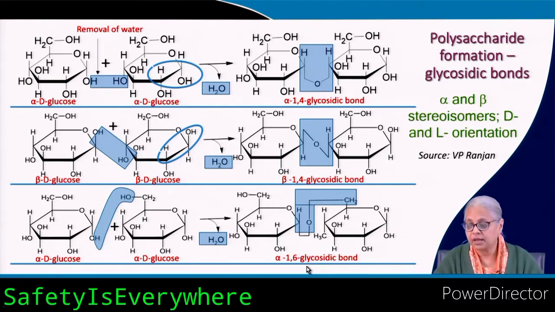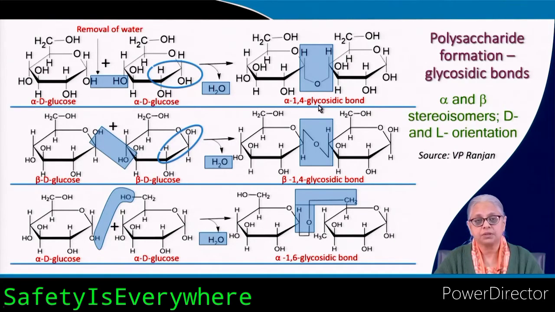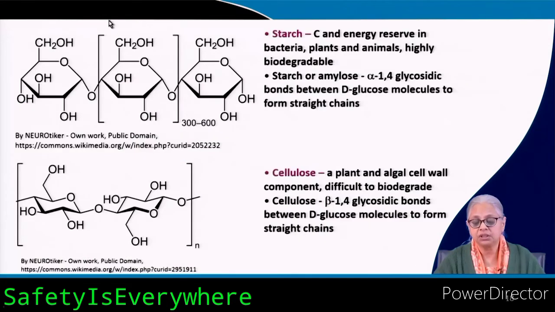What does all this have to do with macromolecules? The first one, the alpha 1,4 glycosidic bond, is what you see over here in starch. Starch, as you know, is common in food. Whatever you eat, rice, many of the vegetables, they are all high in starch. Starch is highly biodegradable. It's very easy to digest. Those of you who like rice and potatoes, they are pure starch. They are very quick.